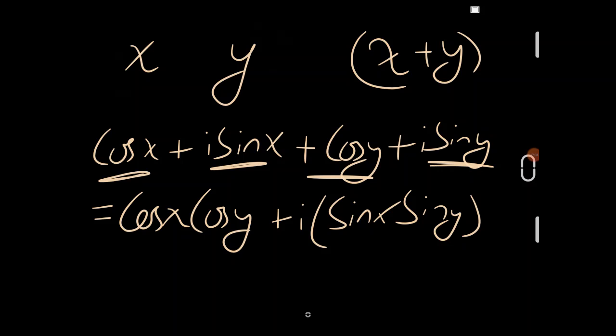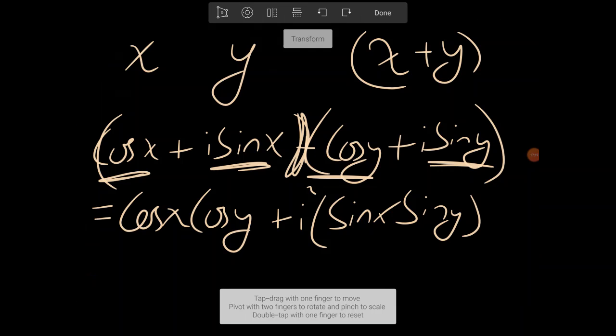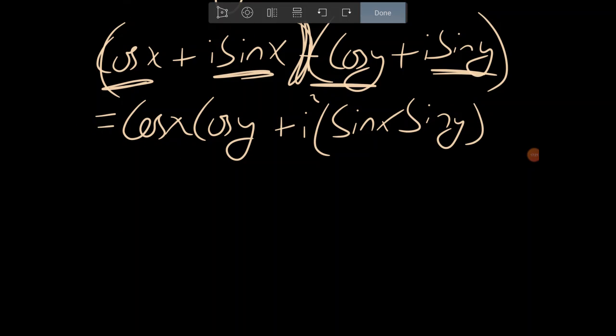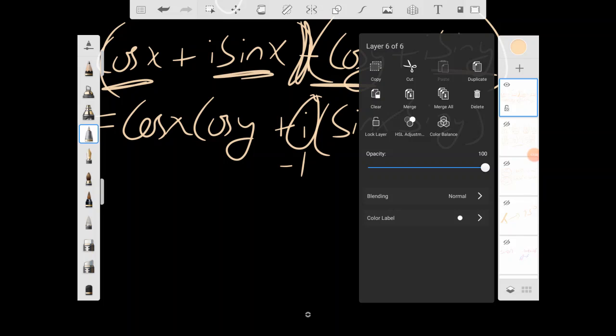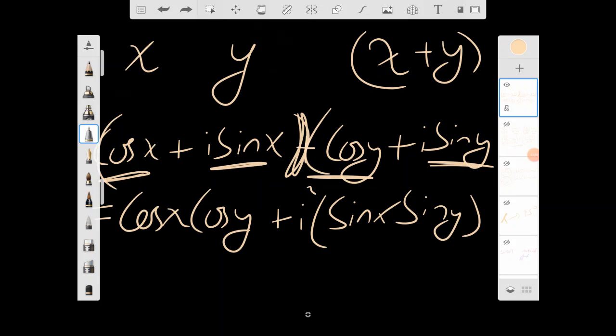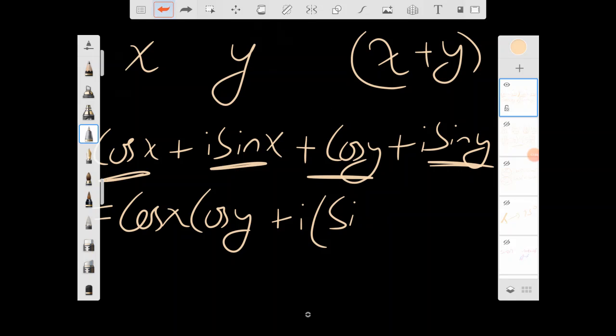And then there will be i square, when I multiply. I'm multiplying this, not adding it. So when I'm multiplying, it will be cos x cos y plus i square into sin x sin y. This will be my real part, because i square will become minus 1. So this will be my real part. I think this is a little crowded here.